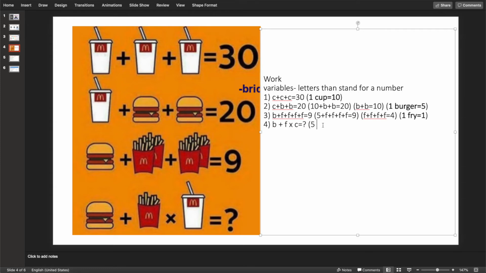All right, so 5 plus 5. Sorry, 5 plus the fry. How much did we say a fry was? 1. And then times, what was the cup worth? 10. Equals. Now, what do we do first? What do we do first?